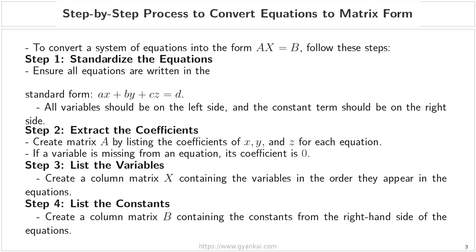Step 4 is to list the constants. Now, we create matrix B. This is also a column matrix, and you will simply take the values from the right-hand side of your standardized equations and list them vertically.